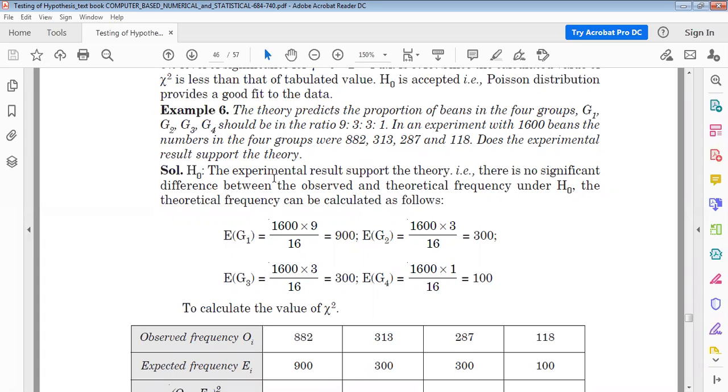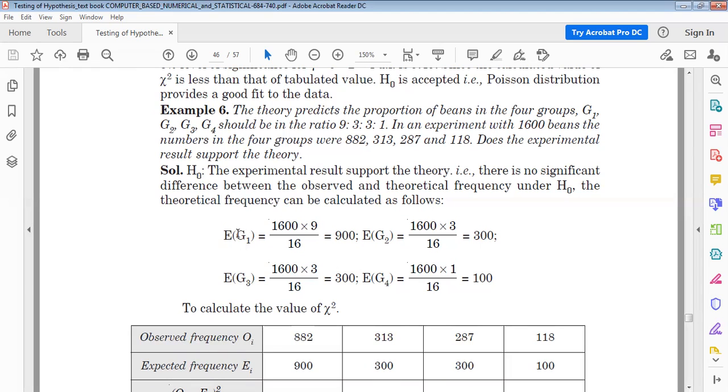Suppose the null hypothesis: the experimental results support the theory. We have taken the decision that the experimental result supports the theory. That is, there is no significant difference between the observed and theoretical frequency under the null hypothesis. The theoretical frequency can be calculated as follows.